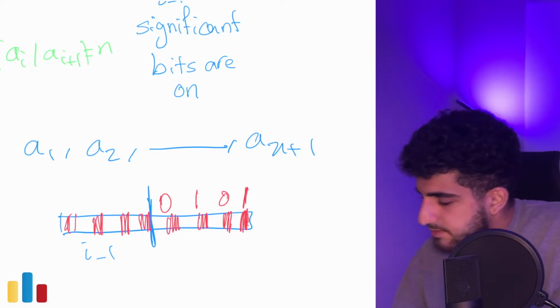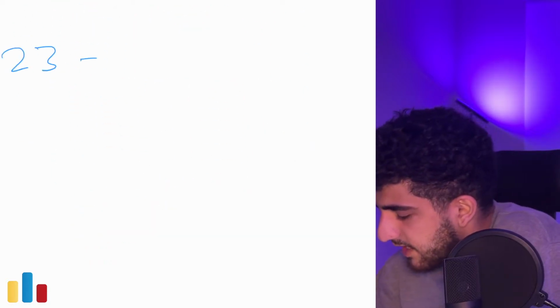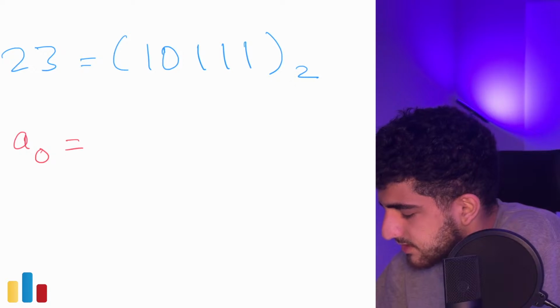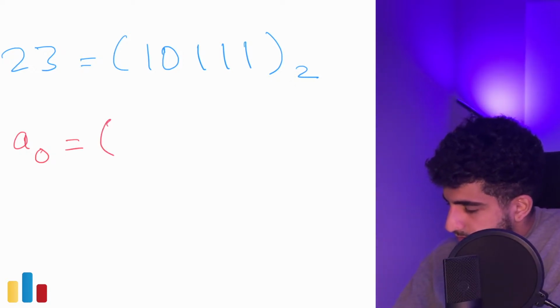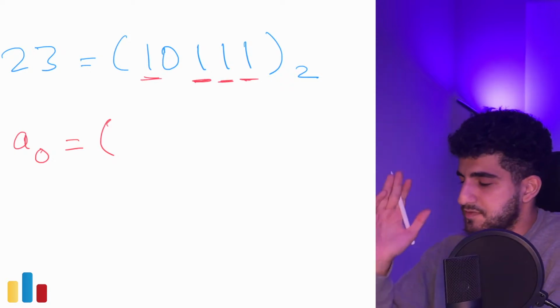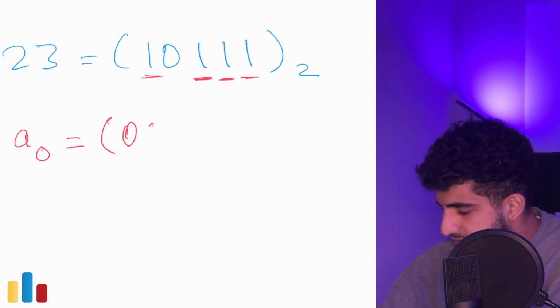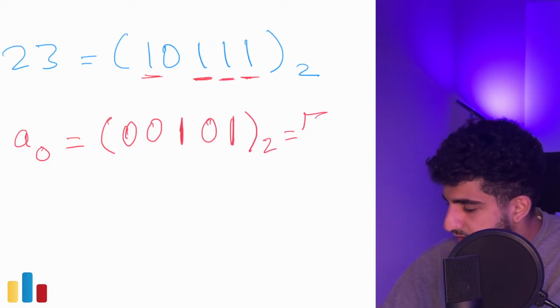Okay, so let me show you an example on 23. Let's see how we make that. 23, as we said, is 1, 0, 1, 1, 1 in base 2. So my a sub 0 will be this. Do not forget that these are the on bits that we have. None of them are in that prefix where they are all 1. So they will alternatively be 0 and 1. So our a sub 0 is this, 0, 0, 1, 0, 1 in base 2, which is going to be equal to 5, right?